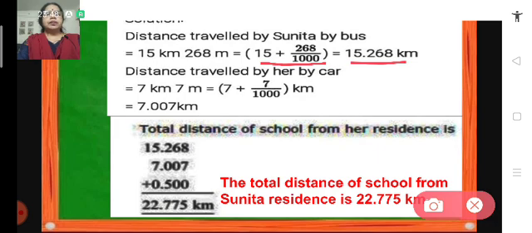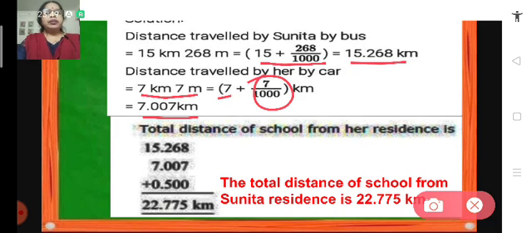15.268 kilometers. Now, the distance travelled by her by car is 7 kilometers 7 meters. So, we will write 7 kilometers as it is and 7 meters we will convert into kilometers by dividing it by 1000. So, the distance travelled by car is 7.007 kilometers.